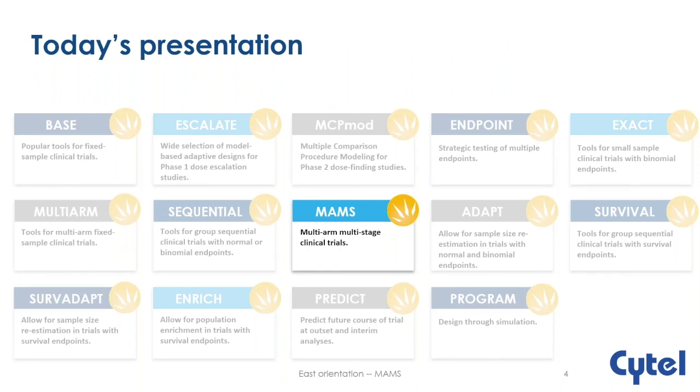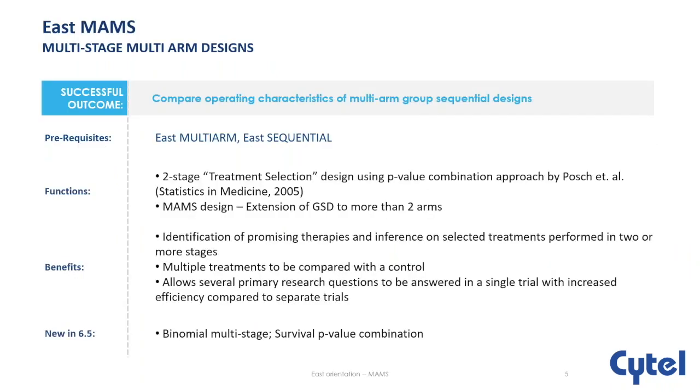It has as a prerequisite 2 other modules in EAST. One is the multi-arm module, which enables you to design fixed trials whenever you have multiple arms compared to control. And it also requires the sequential module, which allows you to design group sequential trials. Because as you will see, one of the issues that we're going to be showing today is how you can extend a standard 2-arm group sequential design in a case when you're going to be having more than 2 parallel arms.